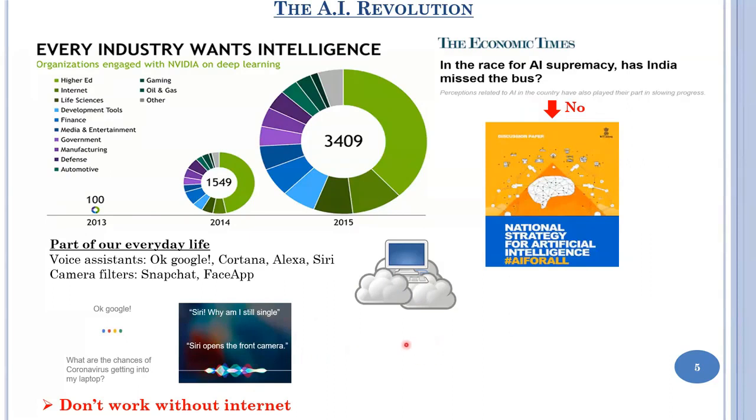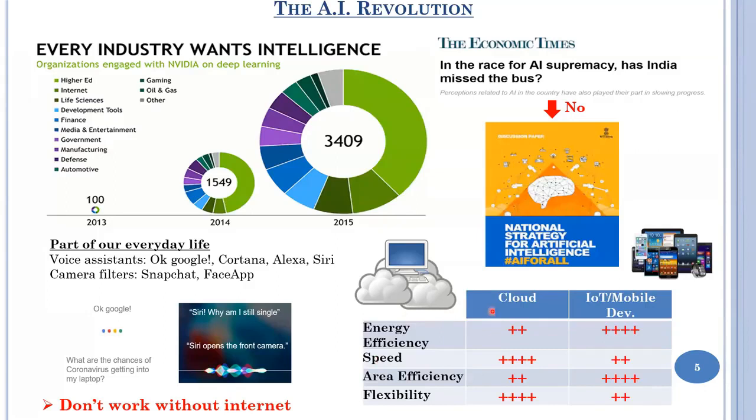Why so? Because these are heavily resource intensive applications. And for achieving them in IoT or mobile devices, what you require is a highly energy efficient and a highly area efficient neuromorphic processing engine. And why so, we'll discuss in the later slides.